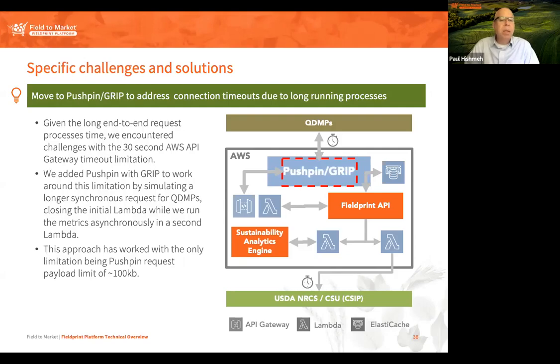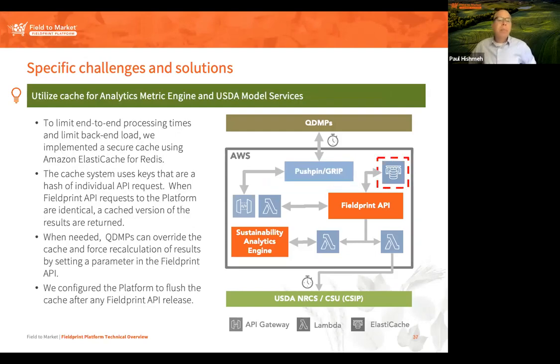The only problem we've had with that is there are some payload limitations for Pushpin, and that mainly occurs when people are passing geometries that are off the charts and have a billion vertices, and we don't smooth those out. So we've had some payload problems, but overall that's less than a 1% error rate. So this has been working so far, in fact, better than we thought.